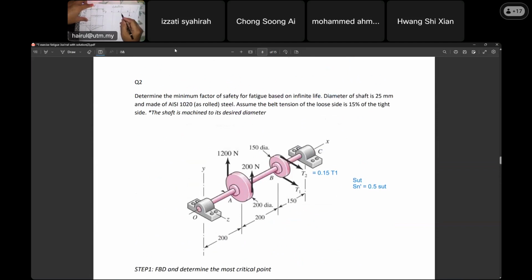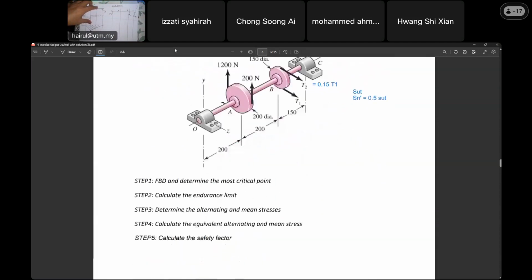And the reactions at the bearings: OZ should be upward, and CZ should be upward. We know the value of the moment at O, so you can find CZ. So we know the value.